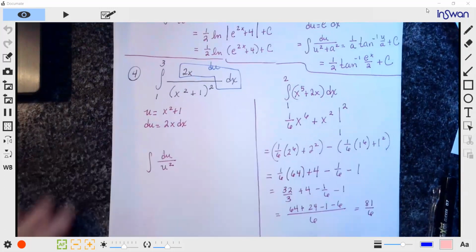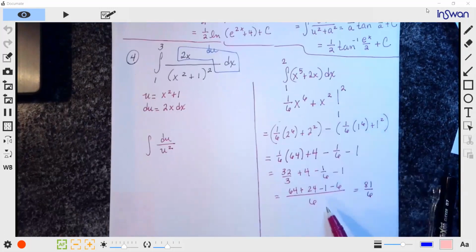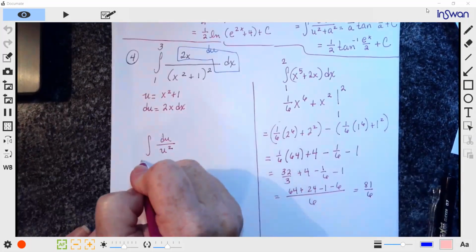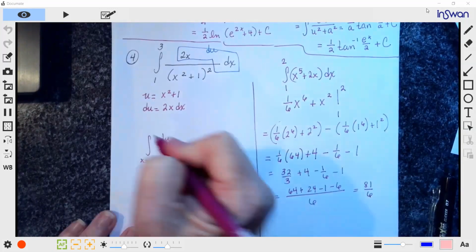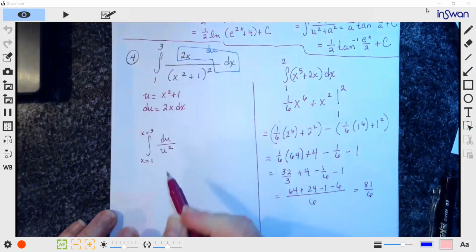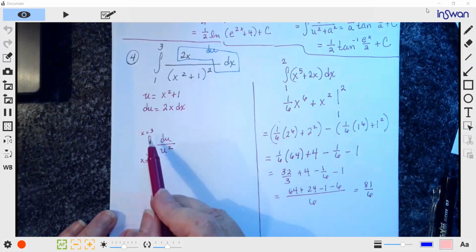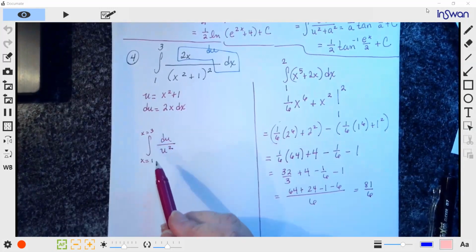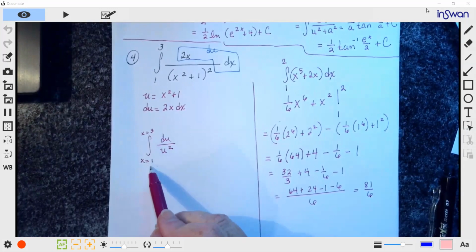Now, we have a choice. We can either change our limits to u limits now and not back substitute later, or we can proceed as we are and then back substitute and plug in our x limits. That's what I'm going to do first because it's most similar to what we did over here. So if I leave my limits as x equals 1 and x equals 3, I must say we don't typically write x equals on those. I'm just doing it for emphasis that these are still x limits. I did not change them.